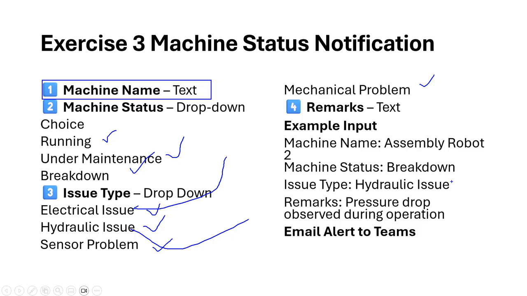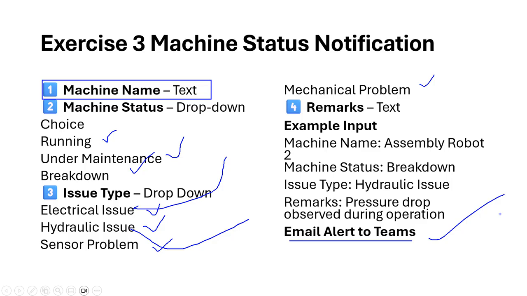Email alerts to the teams, that I will explain. How to send the email alerts, this part I will explain. First, create a flow with 4 parameters. First parameter is a machine name. Second parameter is a drop down with a choice of running, under maintenance, or a breakdown. And the next one is what is the issue type. The issue type is whether it's an electrical issue or hydraulic issue, or there is a sensor problem or a mechanical issue. So based on the 4 types, let us see how to give the other output.